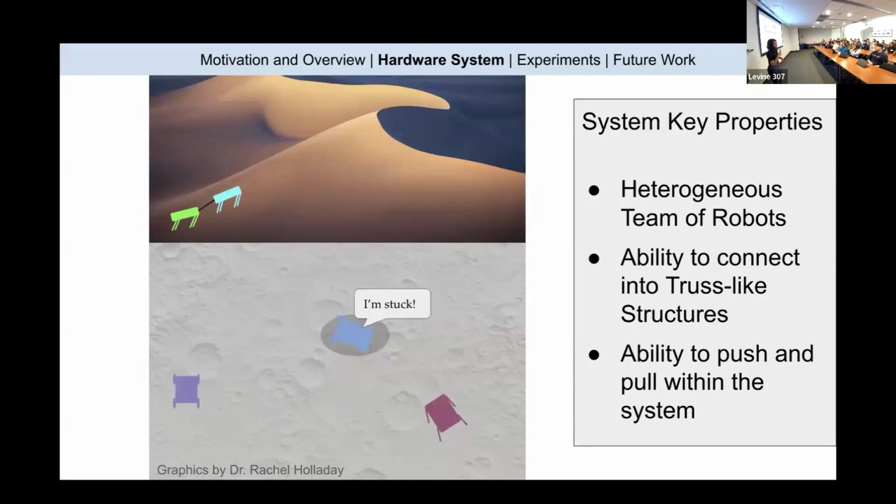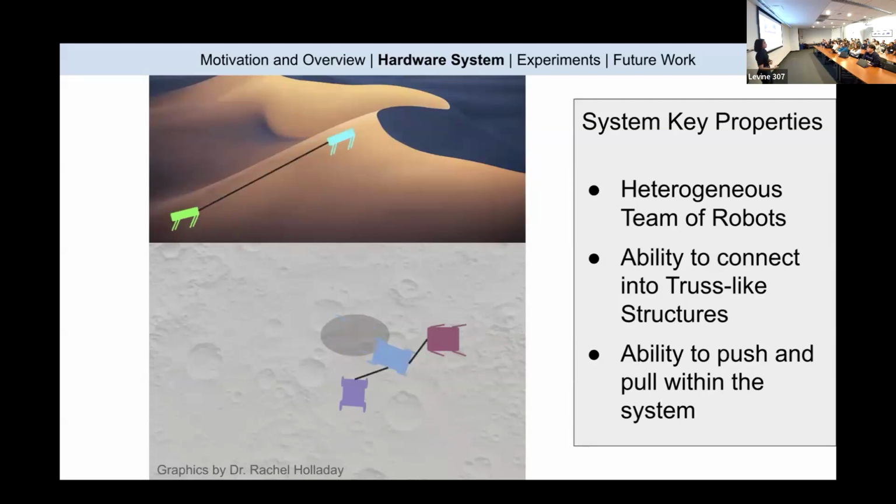Another maneuver we're hoping to do is, like I said, the one that's stuck. It could be just buried in the sand, it could be in a ditch. And 2 other bots can come, also connect to it, and then pull it back out.